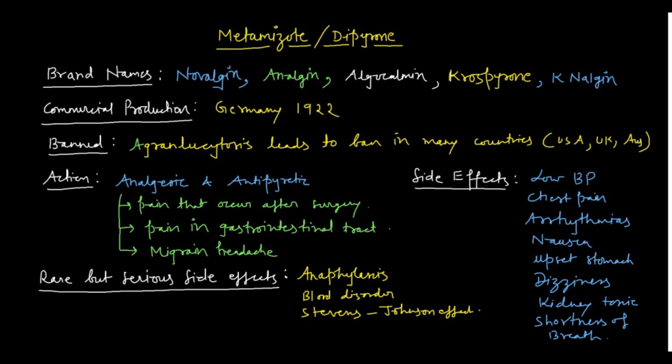And then the second one is a blood disorder, another very rare kind of side effect, but it can again take the life of the person. And then there is the Stevens-Johnson syndrome. It is again a kind of skin disorder, and again these are the very important ones. So these three are the rare but serious side effects which may come after the consumption of this particular drug.